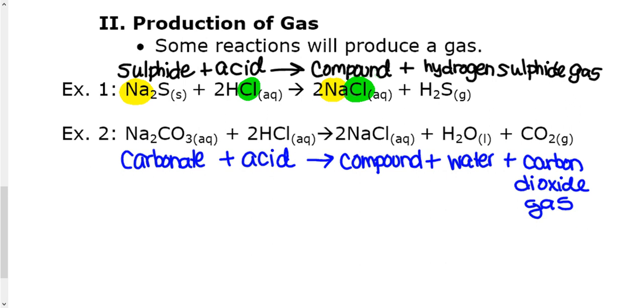And again, the same pattern happens when you look at, well, what's the compound? It's always the positive ion with the carbonate and the negative ion from the acid. And then the other two will always be water and carbon dioxide. So there are others, but most of the ones involving double displacement are pretty specific. So just being familiar with a couple of specific examples and their patterns, those are the ones that I would focus on for right now.